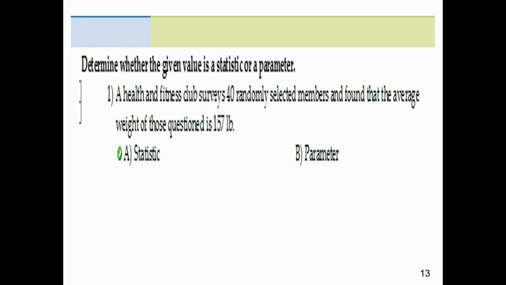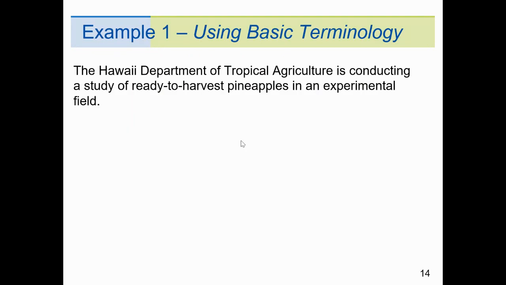They just took 40 people that happen to be at the gym, which I guess is opening up now. I'm not sure people are doing much statistical analysis at gyms right now. But the idea is that this is a statistic. Why? Because the 40 is a sample of everyone that goes to this fitness club. It's not everyone. If I had interviewed everybody that has a membership at this gym, I don't know how I would do that, then the average weight would become a parameter. It's a statistic because it's based upon 40, which is a sample.